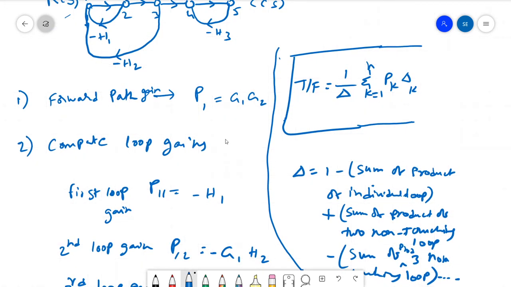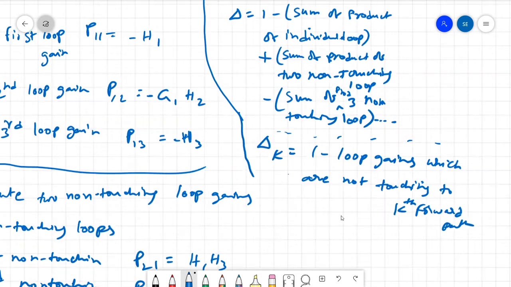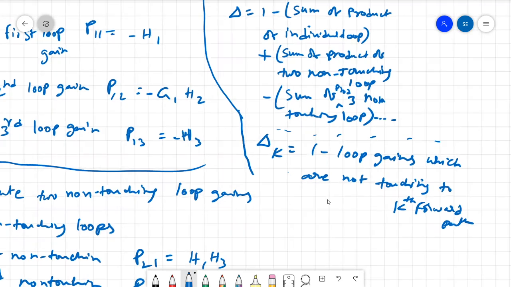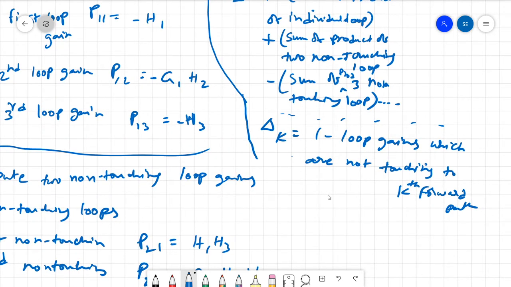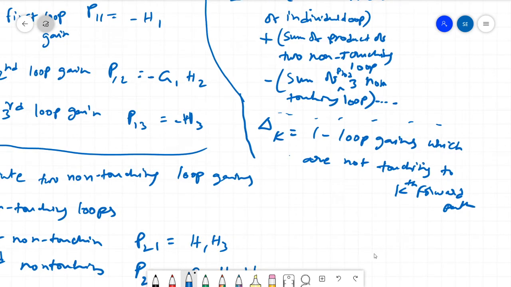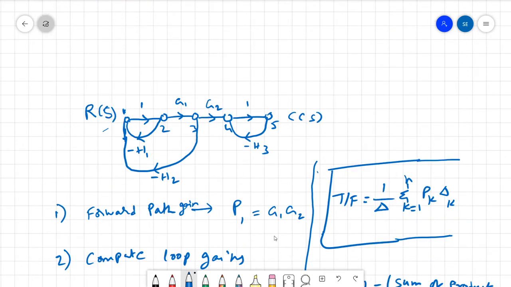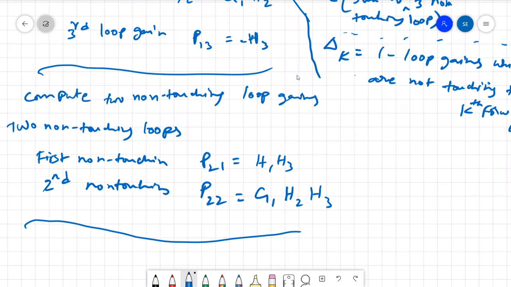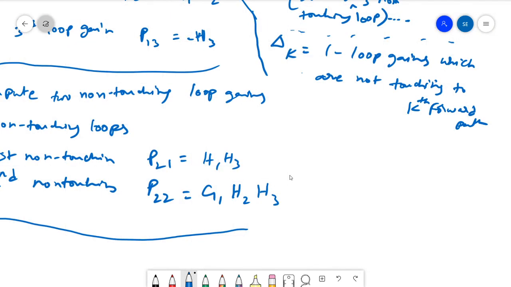So what happens here? The loop gains of non-touching loops of the kth forward path is 0. So 1 minus 0. Have you got the point? Don't get confused. Del k is 1 minus the loop gain which is not touching the forward path. In the forward path there are loops touching it, but we want non-touching loops, so del k will be calculated here.